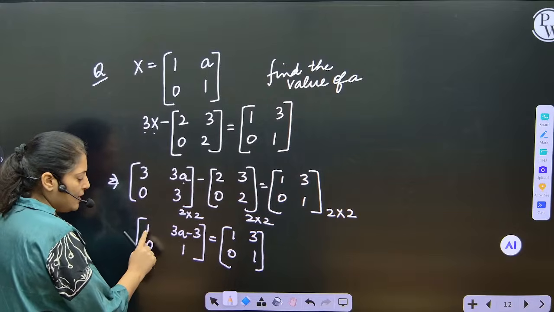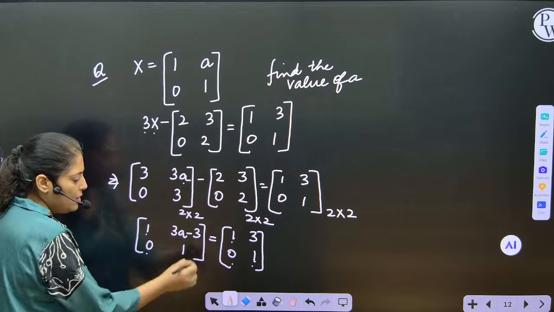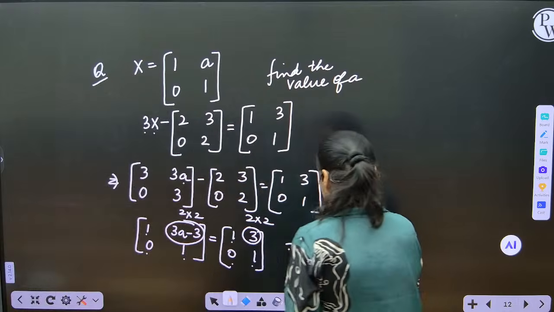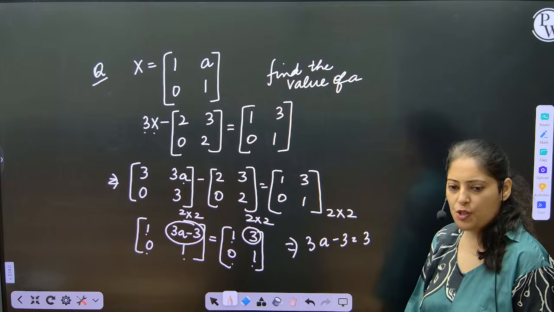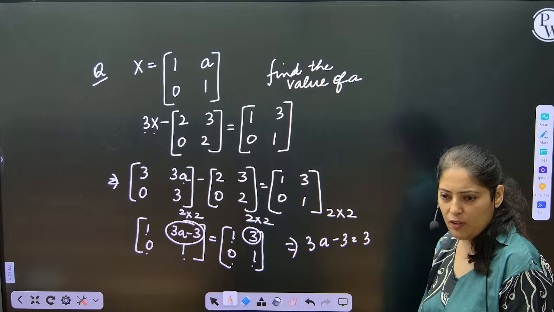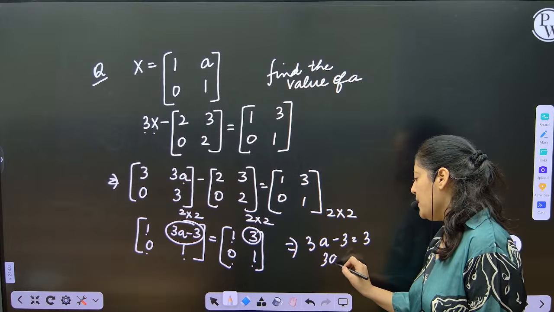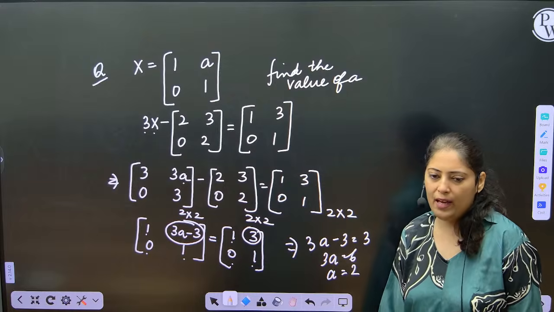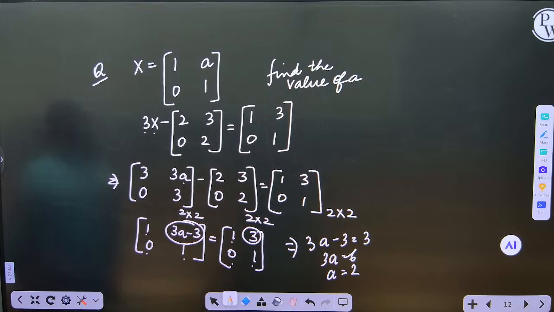Now corresponding elements are equal. You can see this 1 equals 1, 0 equals 0, 1 equals 1. So this means 3A minus 3 is equal to 3 also. Corresponding elements are equal in equality of matrices. This 3 is minus here, on the right side it will become plus. So it will come out to be 3A is equal to 6. This 3 is multiplied on the left side, on the right side it will divide. So the A value we will get is 2. Just check. The A value we will get is 2.